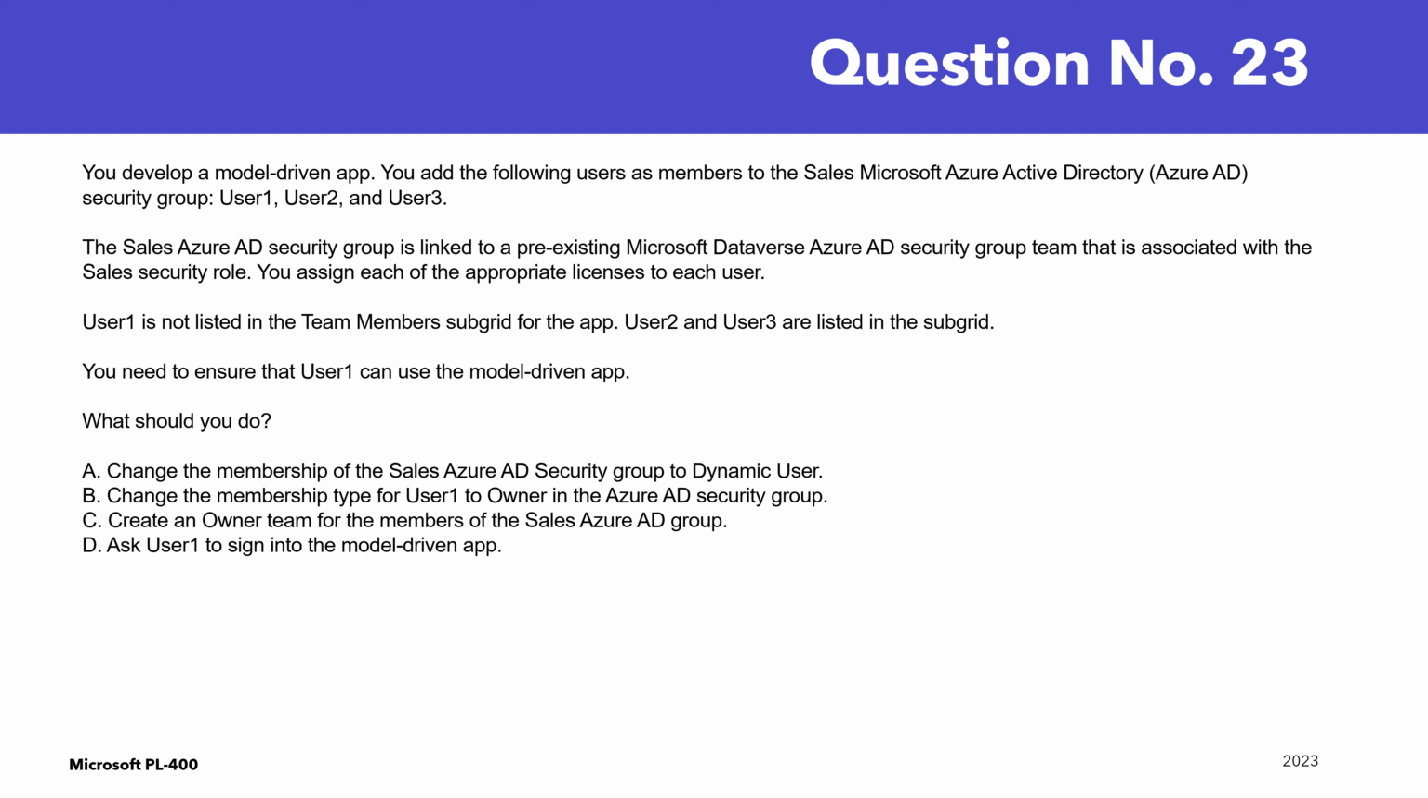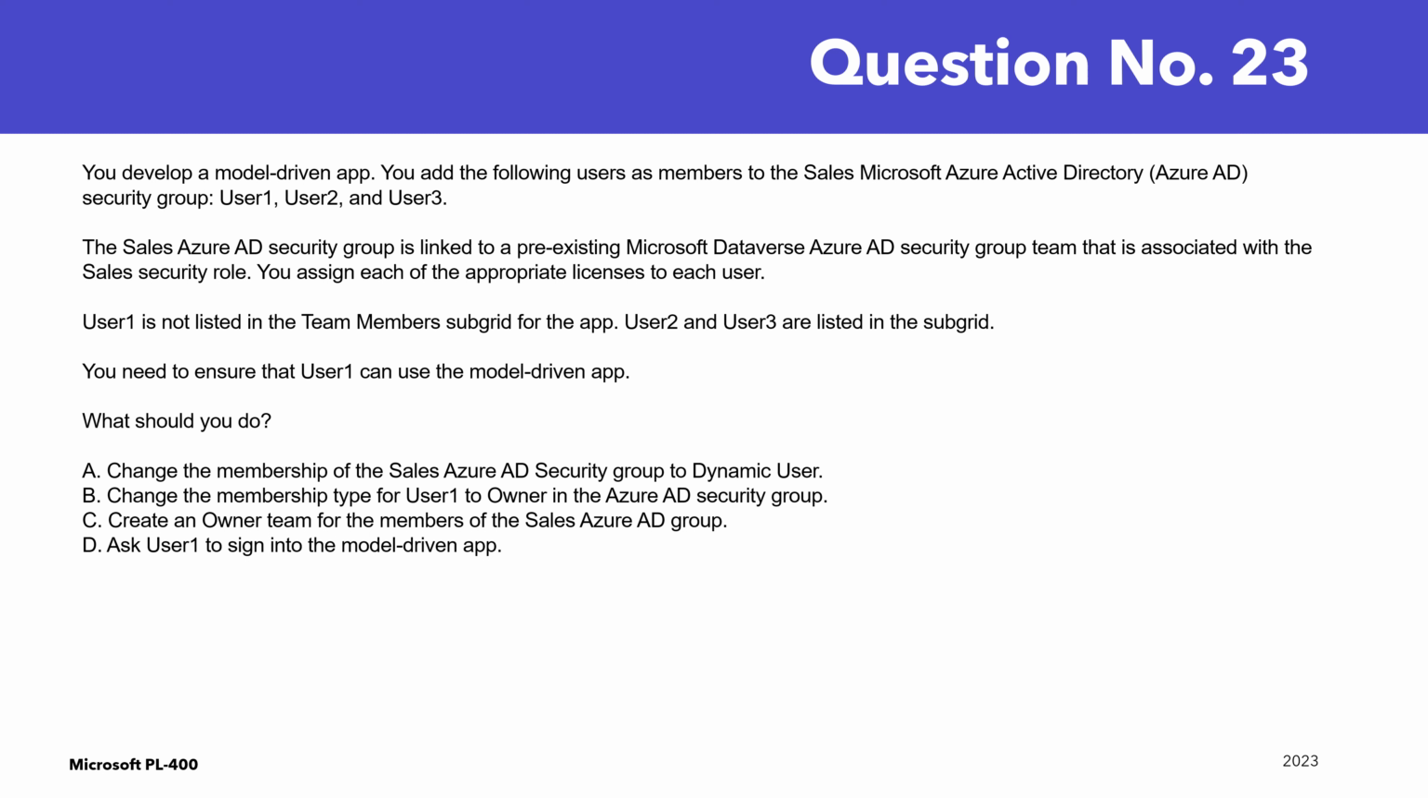You develop a model-driven app. You add the following users as members to the Sales Microsoft Azure Active Directory, Azure AD, Security Group: User 1, User 2, and User 3. The Sales Azure AD Security Group is linked to a pre-existing Microsoft Dataverse Azure AD Security Group team that is associated with the Sales Security role. You assign each of the appropriate licenses to each user. User 1 is not listed in the team members subgrid for the app. User 2 and User 3 are listed in the subgrid. You need to ensure that User 1 can use the model-driven app.